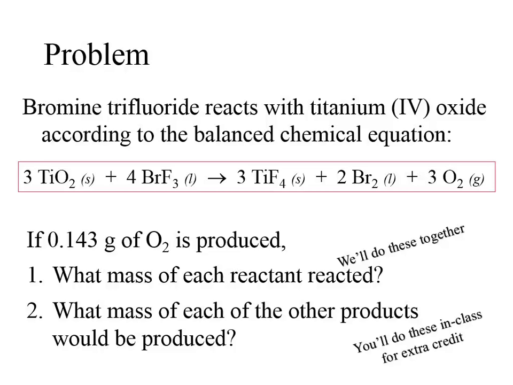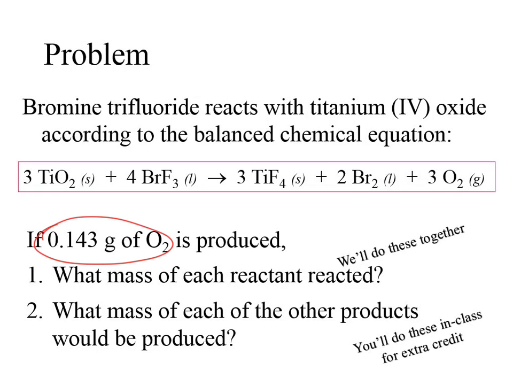Okay, so I'm over here. I'm going to find my O2, and I'm going to write my mass there. So we have 0.143 grams of O2. So that's what's given. And then notice that what we're going to do first is to come up with the mass of each reactant.